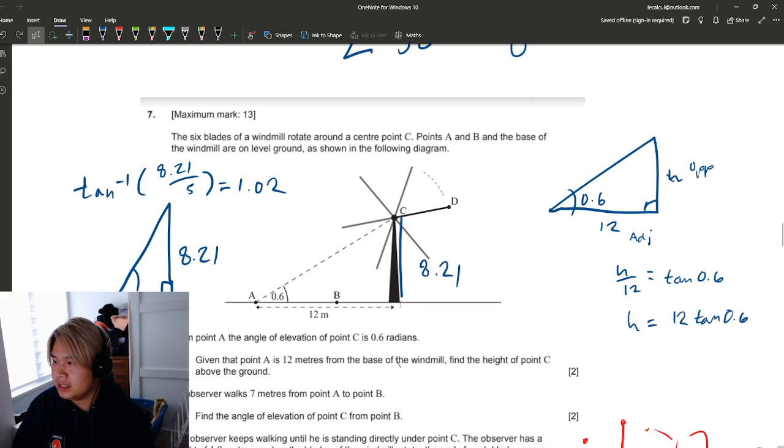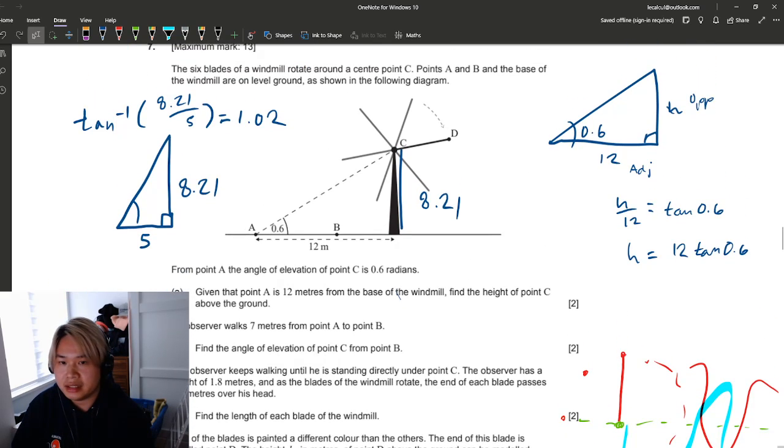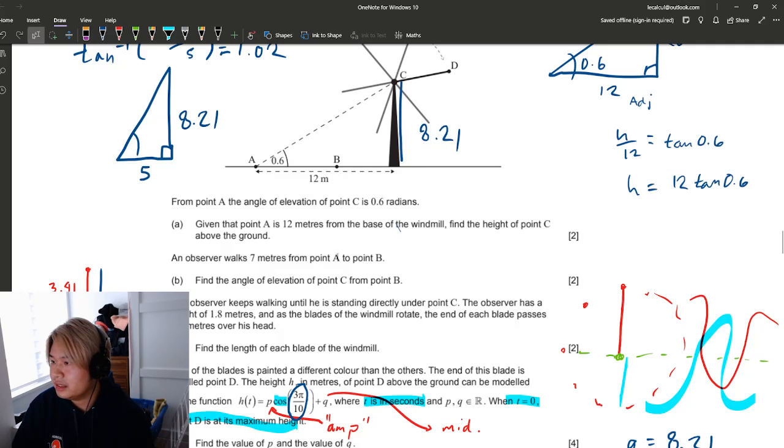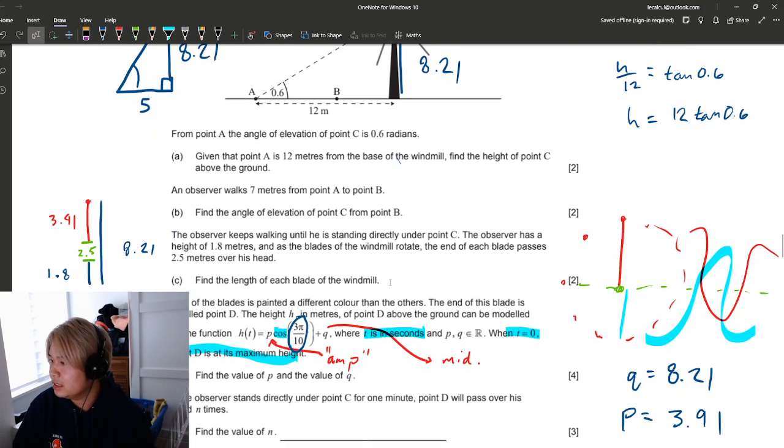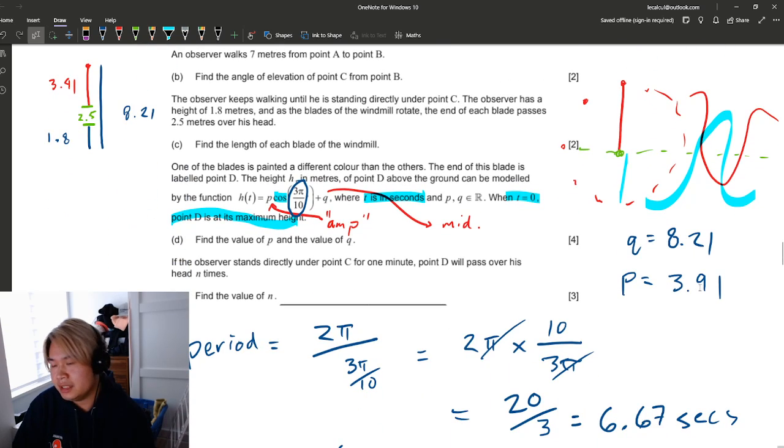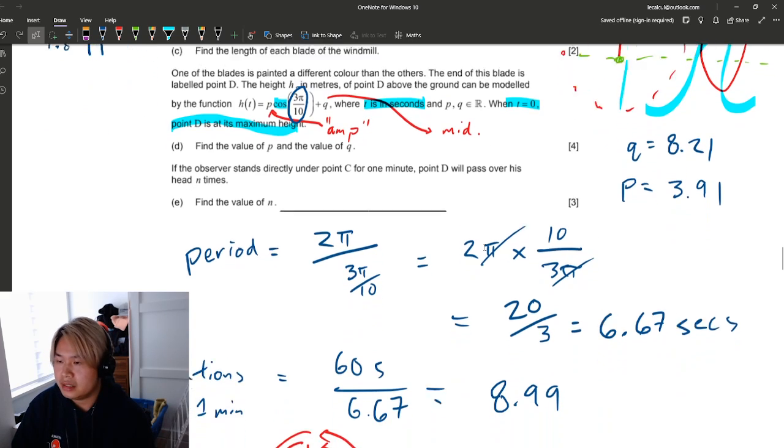Okay, 8.21 for C. Then next up was angle, 1.2 radians. Yep. Okay, next up, finding the length of the blade, 3.91. Yep, that's right. Okay, P is 3.91. It's the length of the blade. Yep. Q is 8.21. Yep.